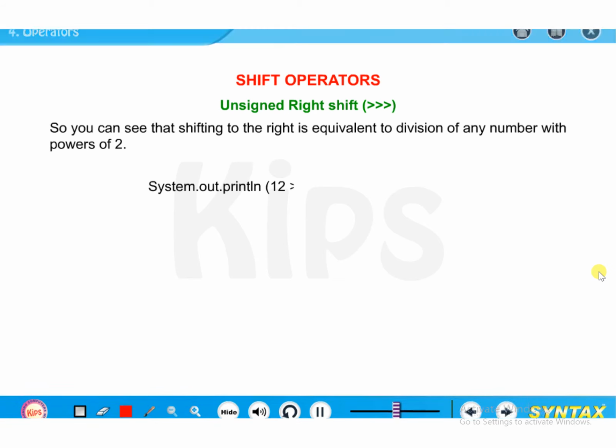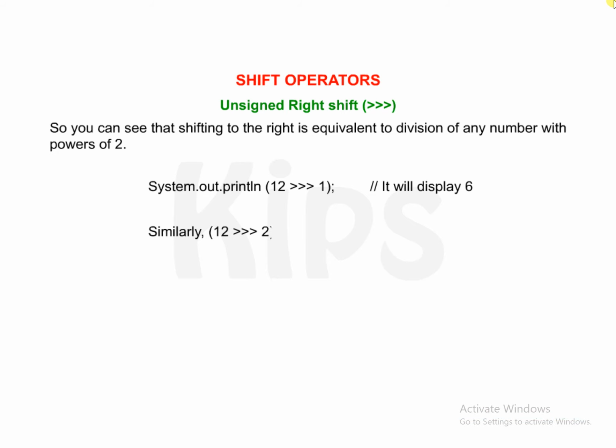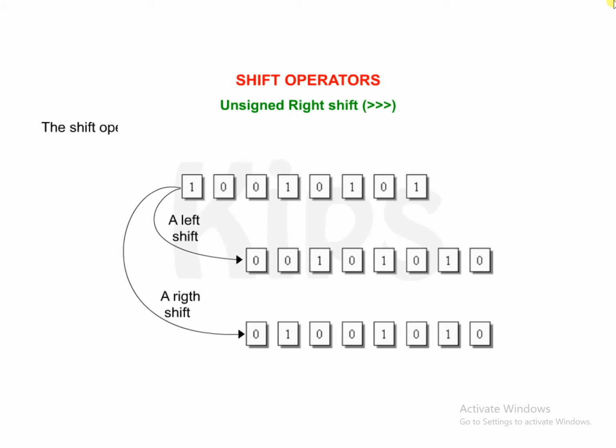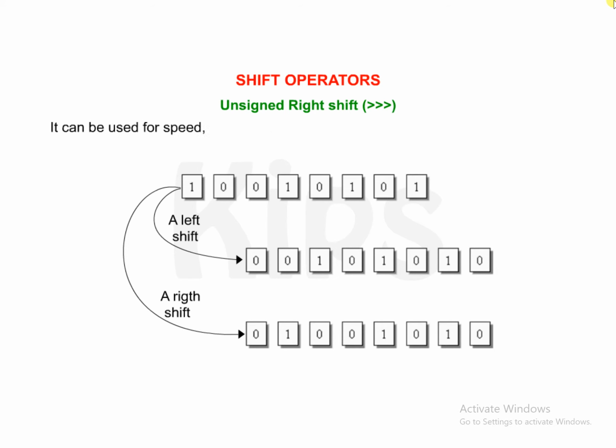System.out.println(12 >>> 1); It will display 6. Similarly, System.out.println(12 >>> 2); It will display 3. The shift operator is used when you are performing logical bit operations as opposed to mathematical operations. It can be used for speed, being significantly faster than division or multiplication when dealing with operands that are powers of 2.